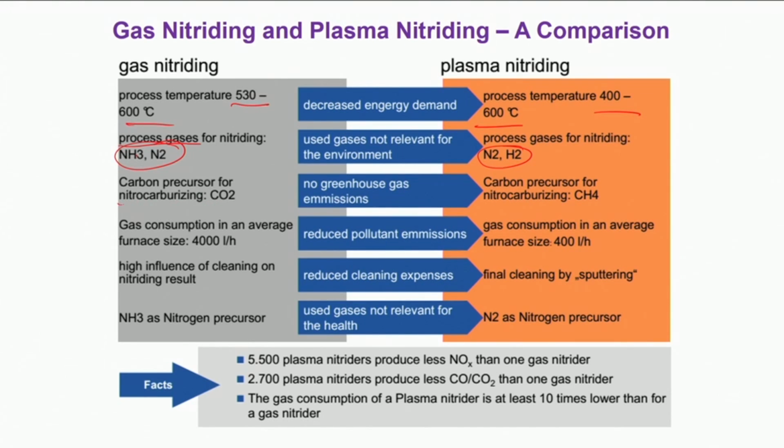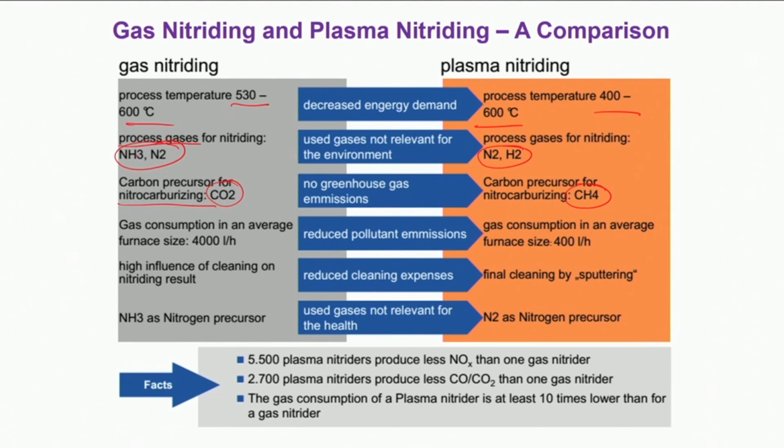When we compare this with nitrocarburizing, which is a gas-based process wherein we have a combination of both carbon and nitrogen introduced to the surface, there is a possibility of emission of carbon dioxide, and this carbon dioxide is one of the greenhouse gases. Now, if in plasma processing we want carbon to be used, we don't use any of these CO2 or pure carbon, but we use hydrocarbon.